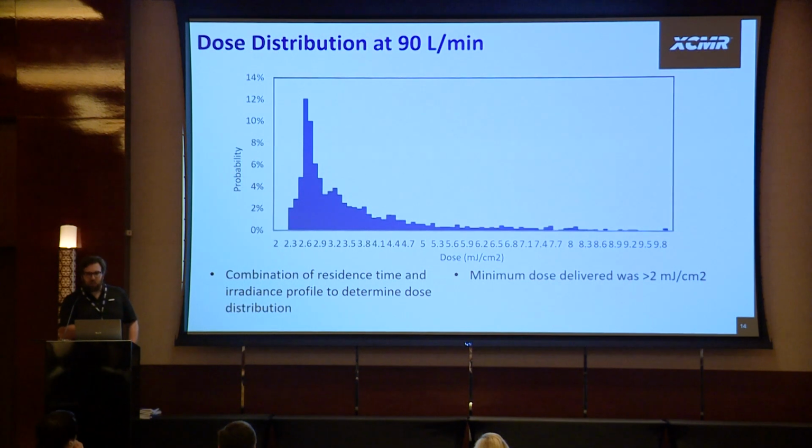So looking at the dose distribution, we had a minimum dose at this highly elevated flow rate that was greater than 2 millijoules per centimeter squared, which is a little over 2 log inactivation for SARS-CoV-2. We calculated this by using the residence time and the delivered fluence to each particle as it passed through the system.